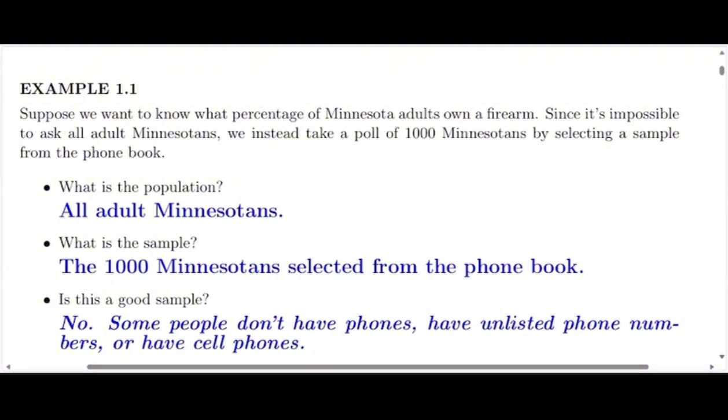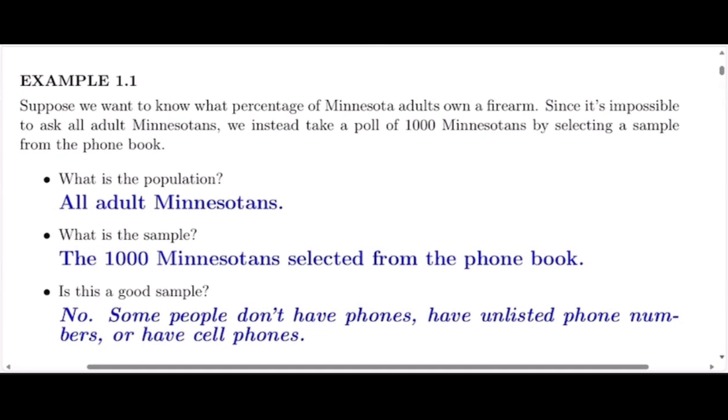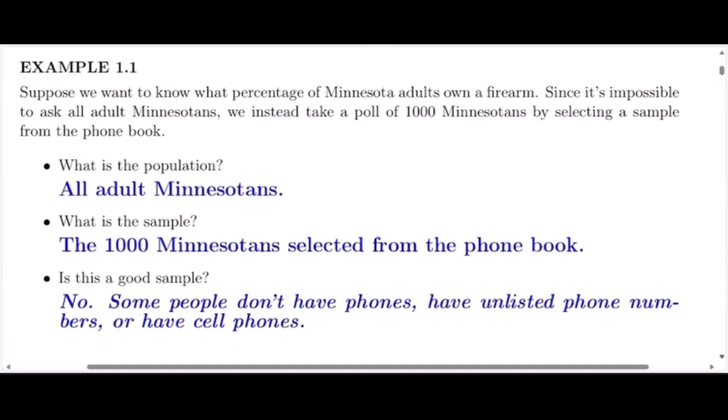Now, the question asks: is this a good sample? Okay. And we say no. Some people don't have phones. Those who do not have phones may be the ones that have genuine information. In the process, you know what has happened? Then your approach has neglected them. Okay. Now, I said have unlisted phone number. Some could have phones, but their numbers are not listed. And that is the reason why this is not a good approach.